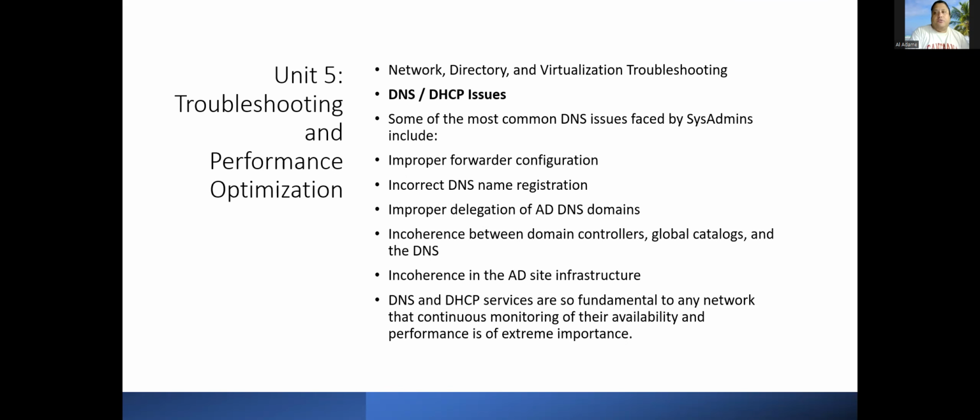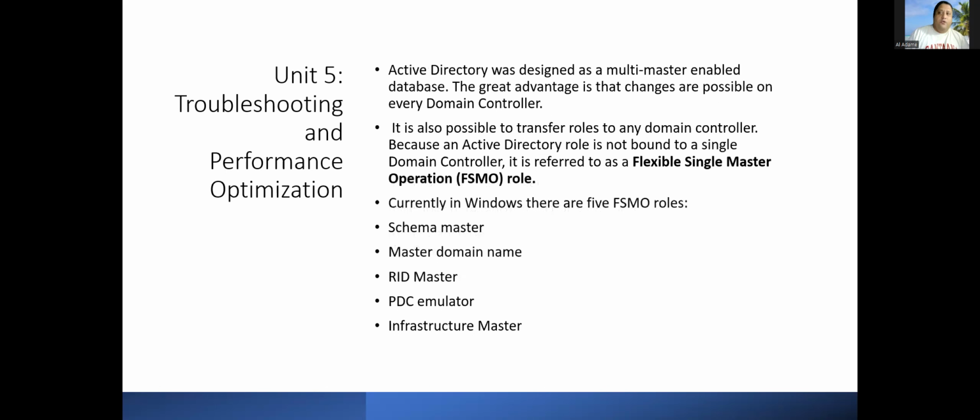So, issues that you run into with DNS and DHCP. Some of the most common DNS issues faced by sysadmins include improper forwarder configuration, incorrect DNS name registration, improper delegation of Active Directory domain name DNS domains, incoherence between domain controllers, global catalogs, and the DNS, and incoherence in the AD site infrastructure. DNS and DHCP services are so fundamental to any network that continuously monitoring their availability and performance is extremely important. So you have network admins for that though.